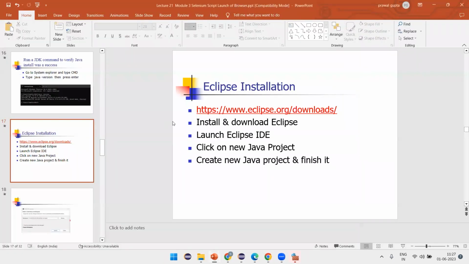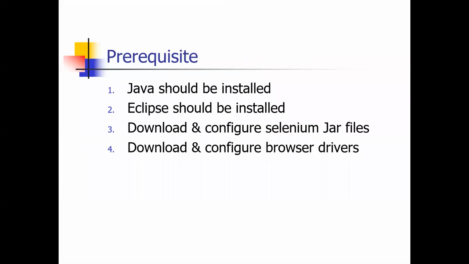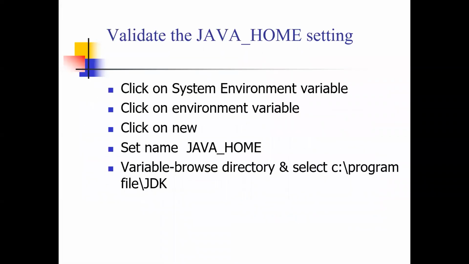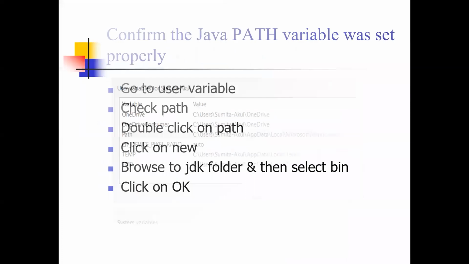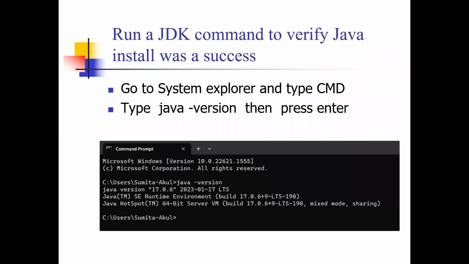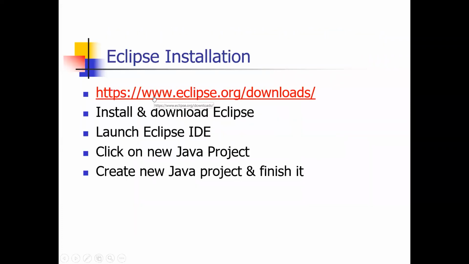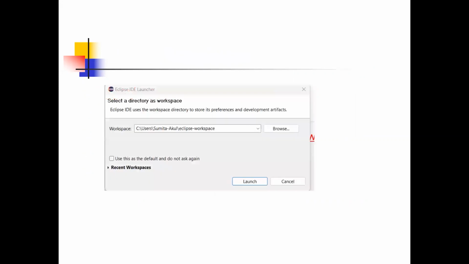Okay, now next is Eclipse installation. Java is done, that is part 1 done. Next, we have to see the Eclipse installation. This is a site from where we can download Eclipse, launch it, create a Java project and finish it. That you will know very well, but I'll show you.